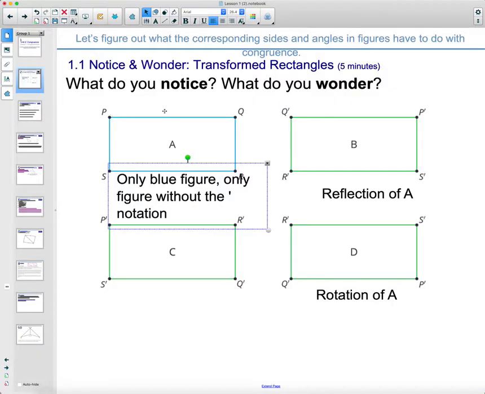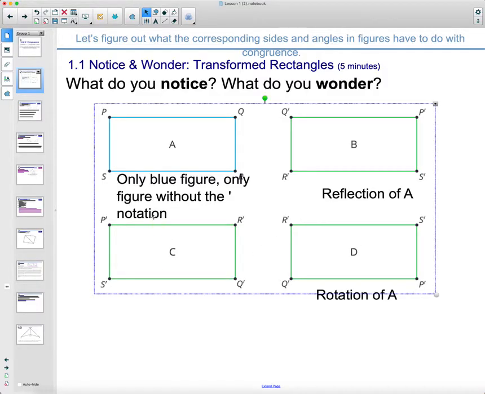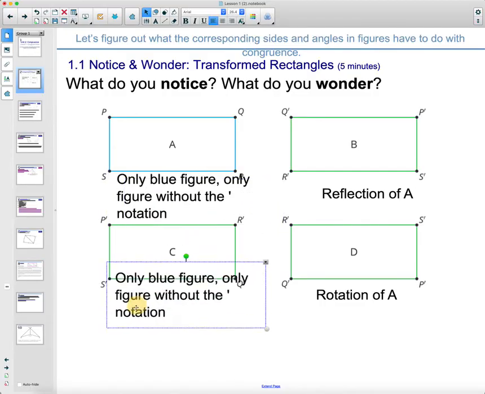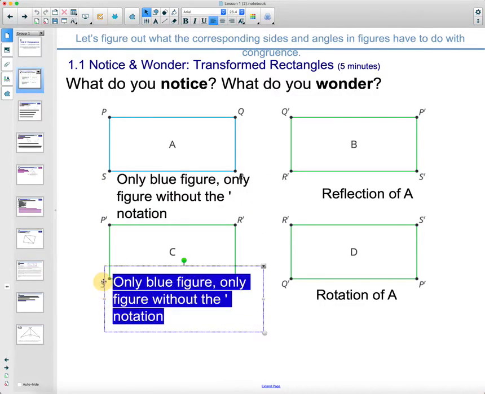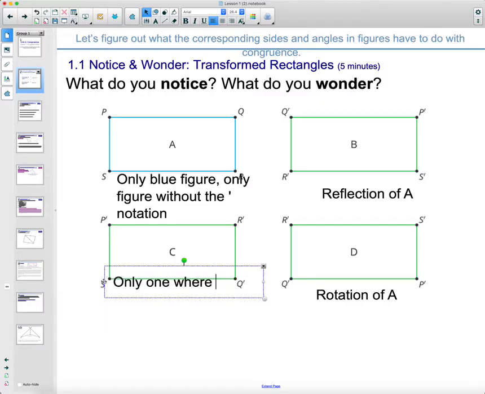So here it went P, Q, R, S. And so here it went P, Q, R, S counterclockwise. P, Q, R, S from the bottom here. And then in figure C, it's the only one where the order is not P, Q, R, S. So it goes P, R, Q, S.